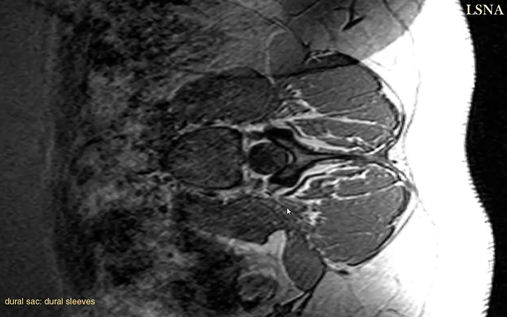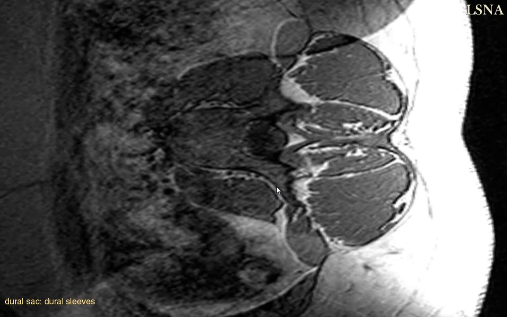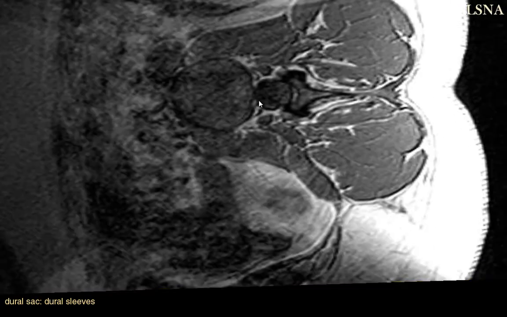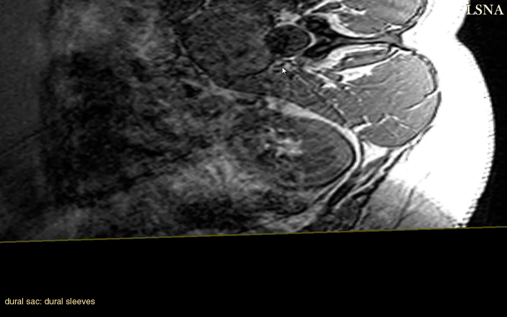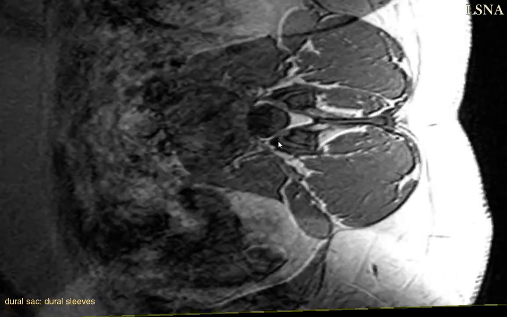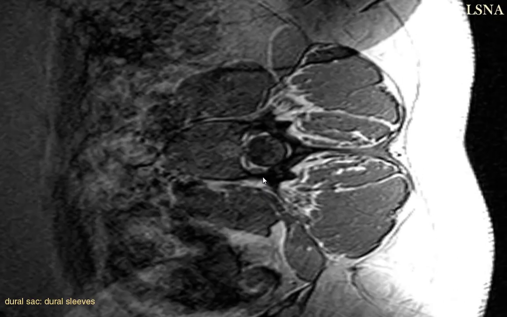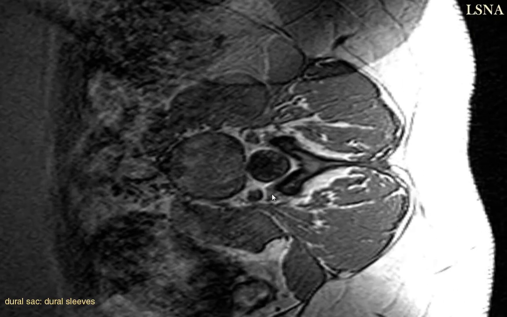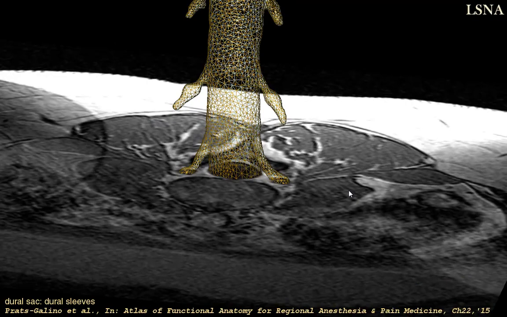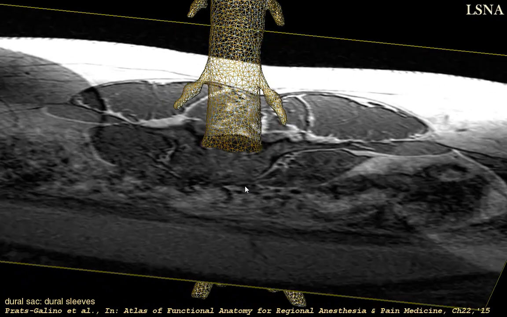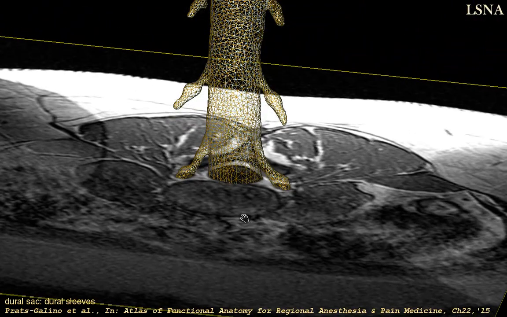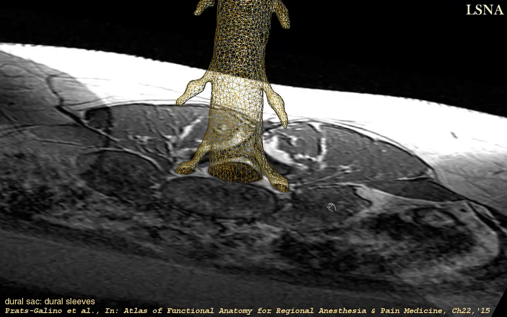In the axial plane, it's possible to see how the dural sleeves emerge on both sides of the dural sac, as we can see here at this point, occupying the lateral recess before leaving the intervertebral foramen. These relationships become more evident through the three-dimensional reconstruction of the dural surface that also shows the thickening corresponding to the dorsal root ganglion.